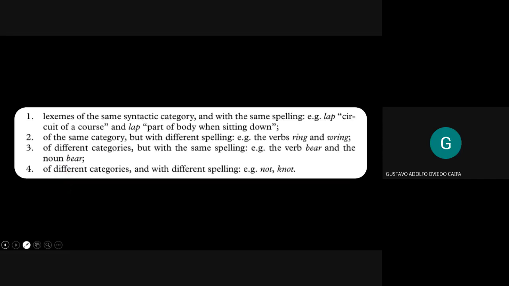So I'm going to show you more examples, but all right, I'm going to do this next class.